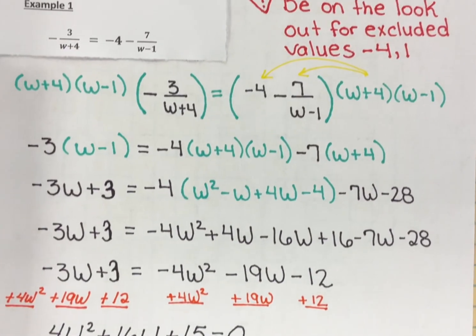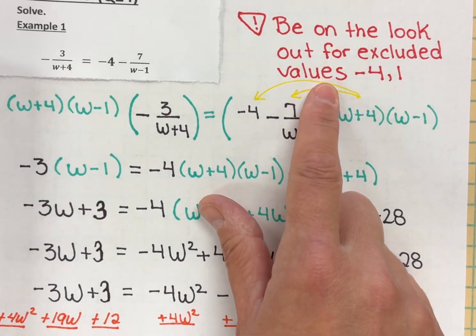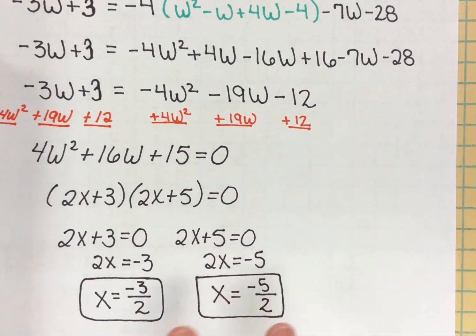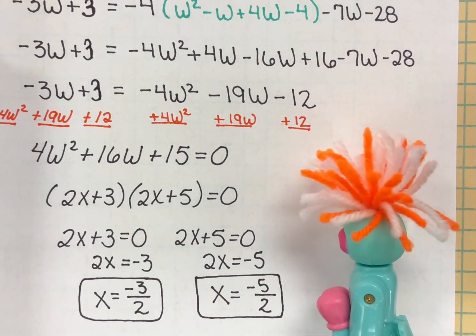But we need to double check. Remember, we want to look out for excluded values. Fortunately, we did not get -4 or +1, so both of these are keepers.